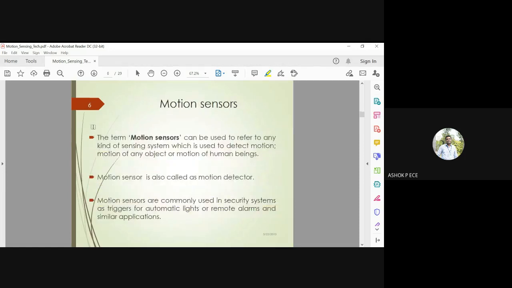And we are going to see about the motion sensor. The term motion sensor can be used for any kind of sensing system which is used to detect motion. It can be the motion of any object or of human beings. So I'm going to detect if there is any motion in my nearby surroundings, with respect to any object or any human being. A motion sensor is also called a motion detector. They are mostly used in security systems as triggers for automatic lights and alarms and similar applications.